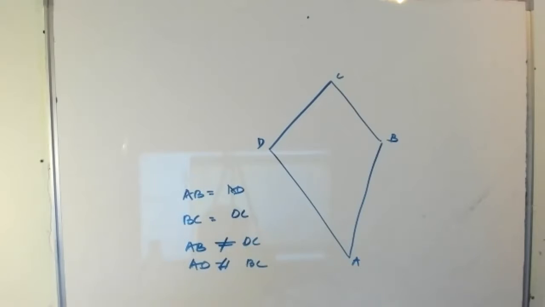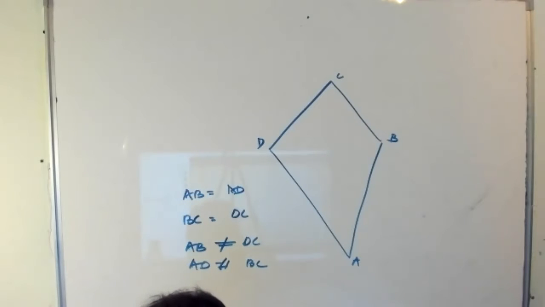A square, rectangle, and rhombus are parallelograms. A parallelogram is a trapezium, but a trapezium is not a parallelogram.